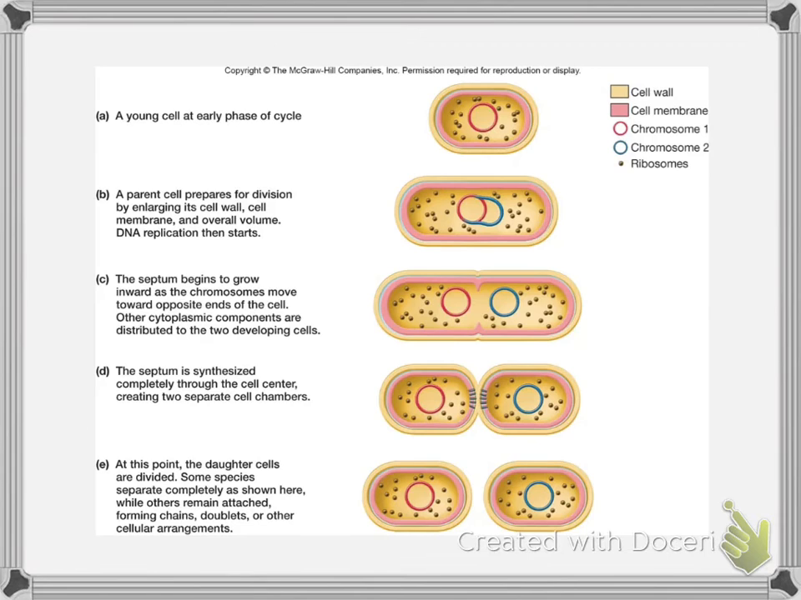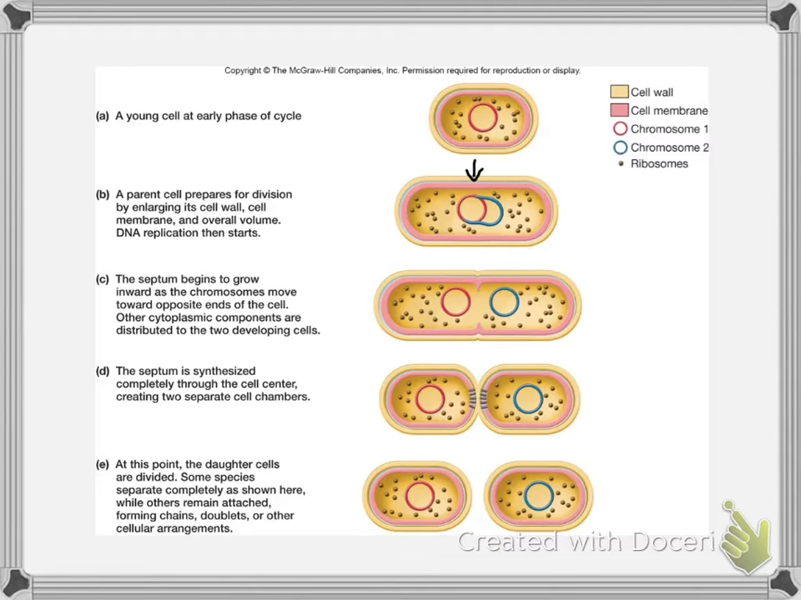So if we look here, we've got a young cell at early phase of a life cycle, and you can see here it is going to grow. It is going to get bigger, from there to there. It's just going to grow in size. Now, what's going to happen is that when this cell reaches a certain size, and we'll notice here it must have reached a specific length in this second spot, that will trigger the reproduction of the chromosome. And so our chromosome 1 is in red and our chromosome 2 is in blue.